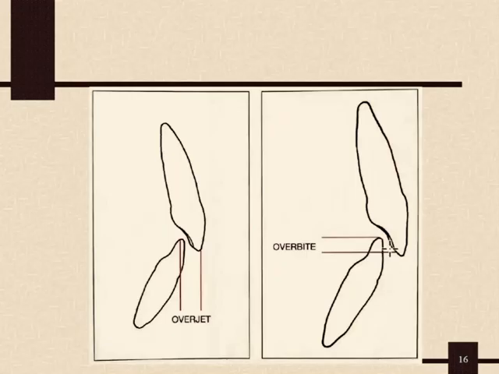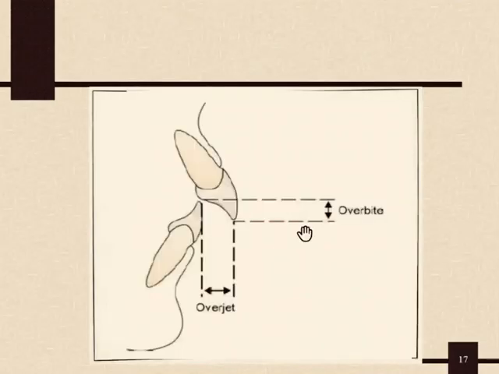Normally, it is difficult to correct these relationships. Here we go. This is more illustrating on the same schema, the overbite vertically and the overjet horizontally.